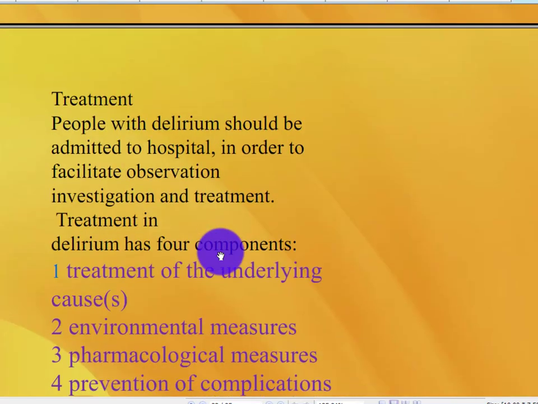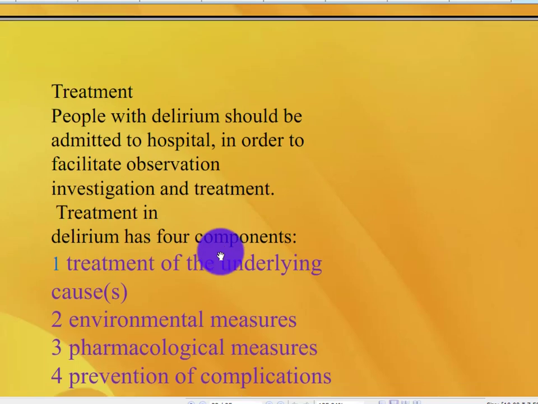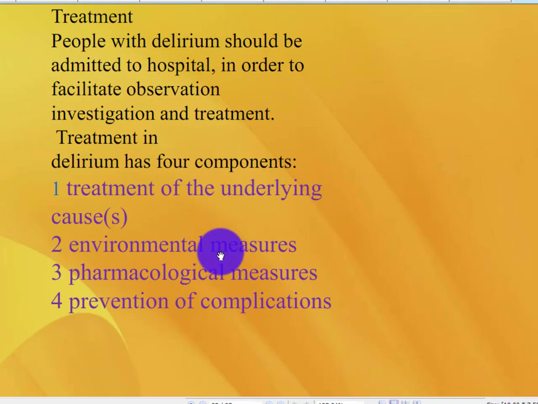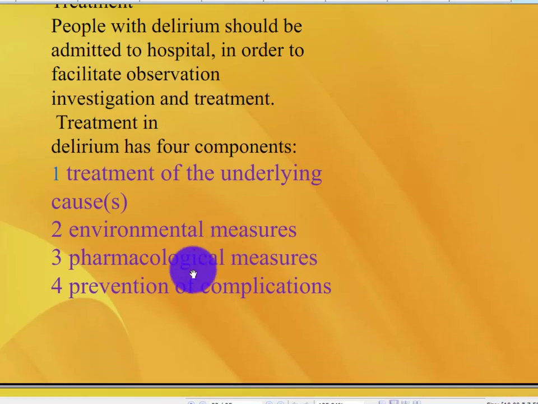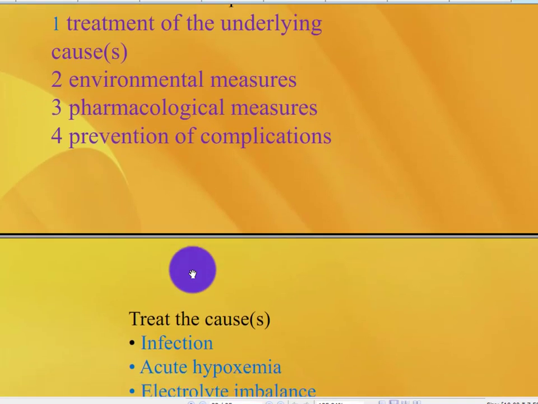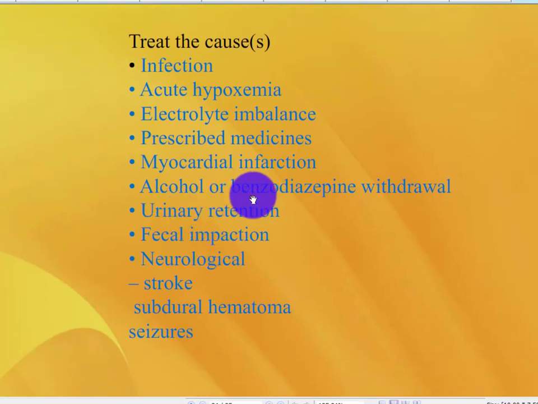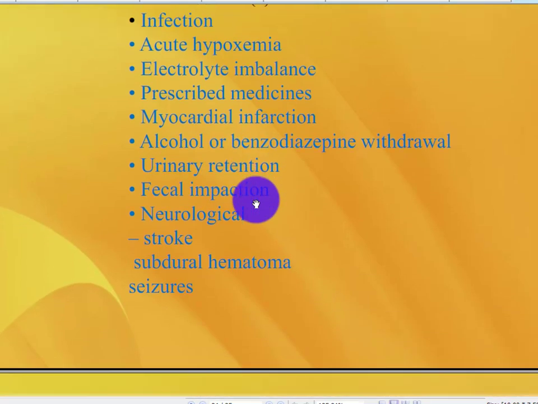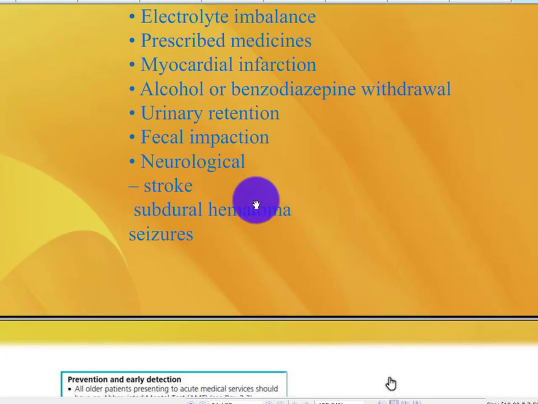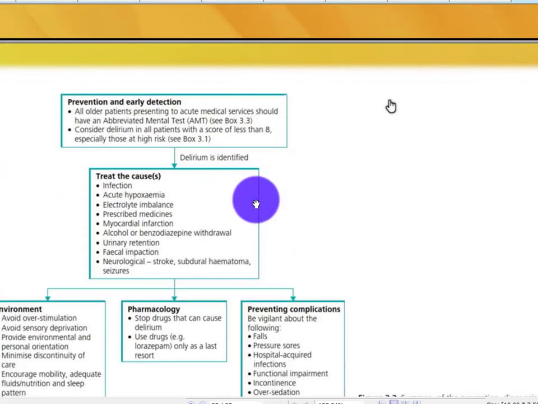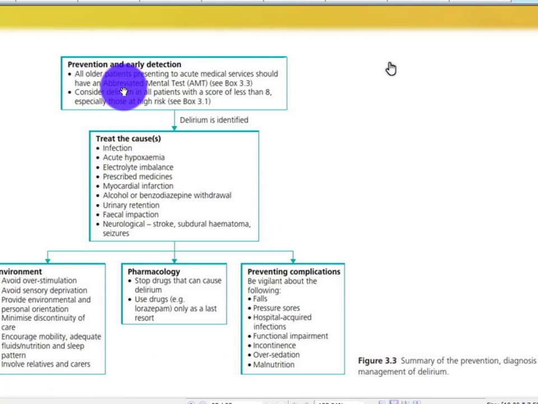Treatment. People with delirium should be admitted to hospital in order to facilitate observation, investigation, and treatment. Treatment in delirium has four components: treatment of the underlying cause, environmental measures, pharmacological measures, and prevention of complications. Treat the causes: infection, acute hypoxemia, electrolyte imbalance, prescribed medicine, myocardial infarction, alcohol or benzodiazepine withdrawal, urinary retention, fecal impaction, neurological stroke, subdural hematoma, seizure. The prevention and early detection.